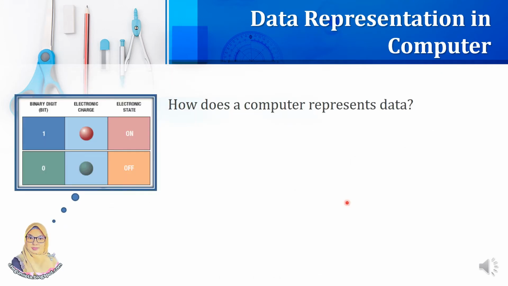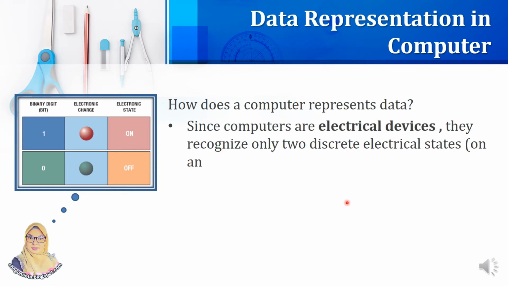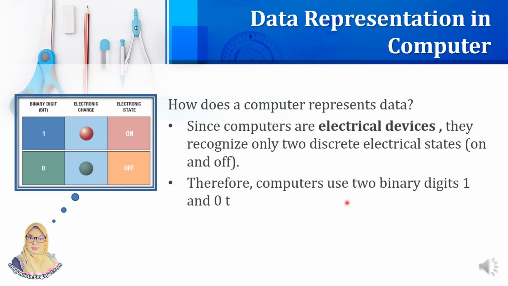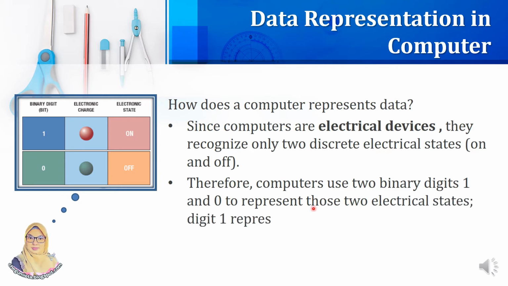So, how does a computer represent data? As I mentioned before, since computers are electrical devices, they recognize only two discrete electrical states. That is, on and off. Therefore, computers use two binary digits, 1 and 0, to represent those two electrical states. Digit 1 is used to represent on, while digit 0 represents state off.